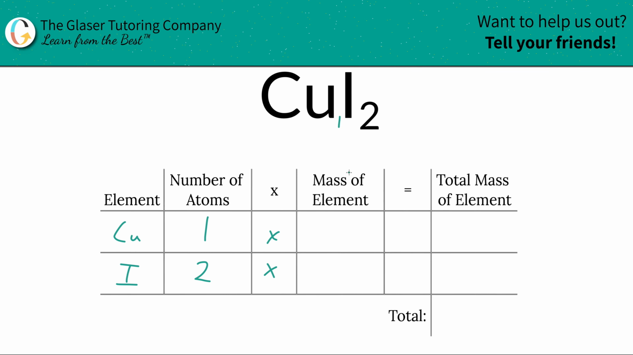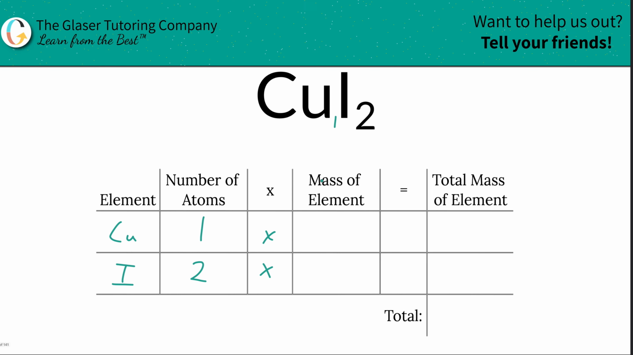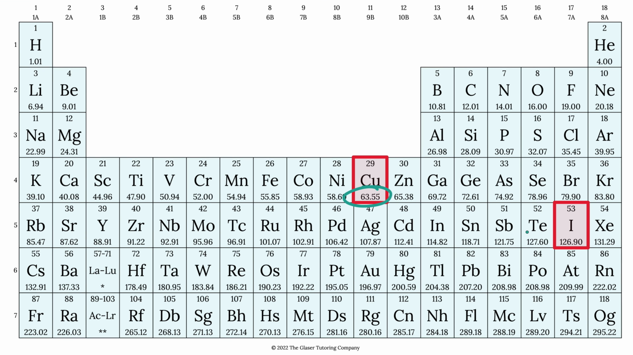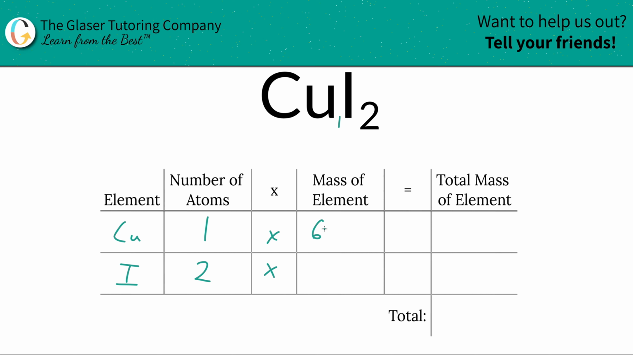Next is we're going to take those number of atoms and multiply it by the mass of the element. Where do we find the mass? You guessed it, periodic table. So here are the masses of both copper and iodine, and I'm now going to write them down. All right, so 63.55 for copper, and then iodine is about 126.90.